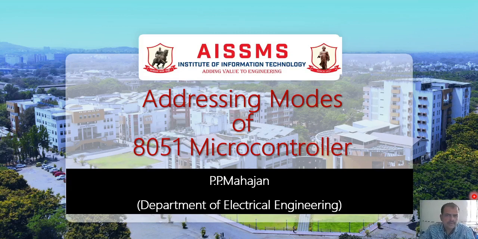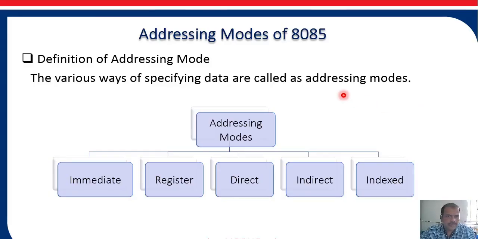This video deals with addressing modes of 8051 microcontroller. First we'll see the definition of the addressing mode. Addressing mode can be defined as the different ways or various ways in which you can specify the data. So in 8051 there are five addressing modes: immediate addressing mode, register addressing mode, direct addressing mode, indirect addressing mode, and indexed addressing mode.